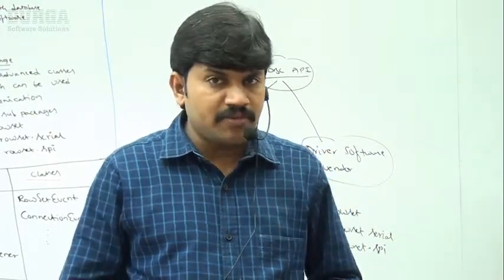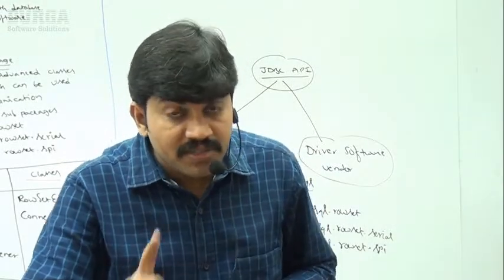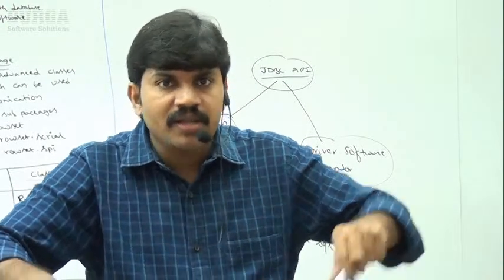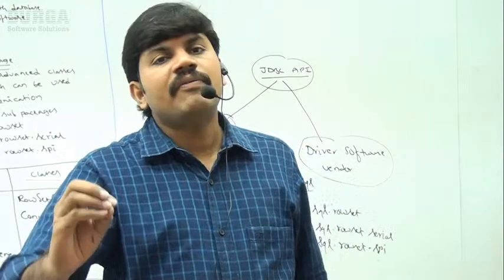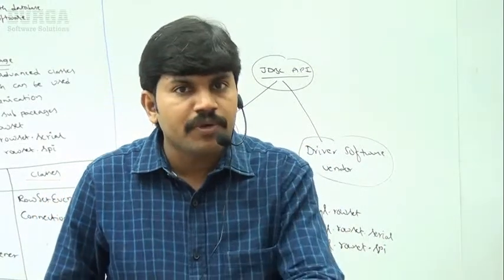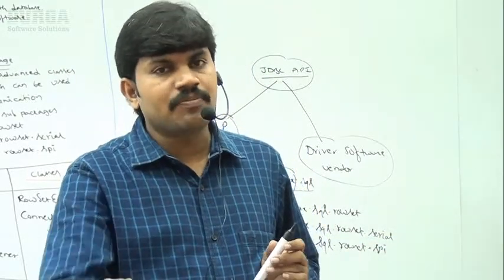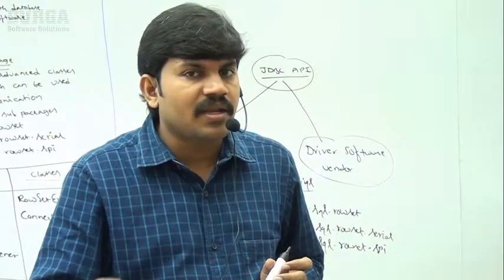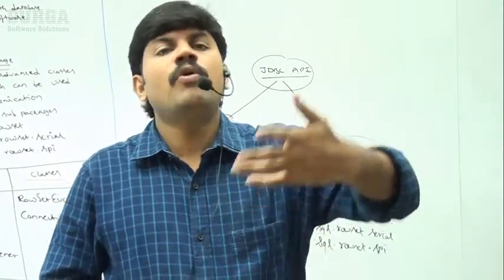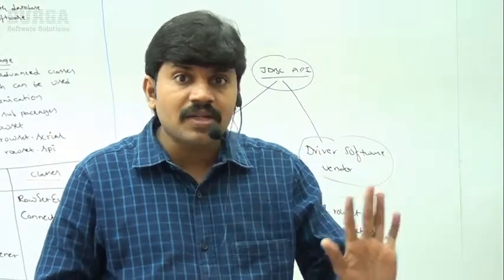Next, the JDBC API contains how many packages? Two packages. What is the first one? The java.sql package. What is the second one? The javax.sql package. What is the difference between java.sql and javax.sql? The java.sql package contains basic classes and interfaces which can be used for database communication, something like Statement, ResultSet, PreparedStatement, Connection. All these things are available inside the java.sql package. More advanced classes and interfaces are available inside the javax.sql package.